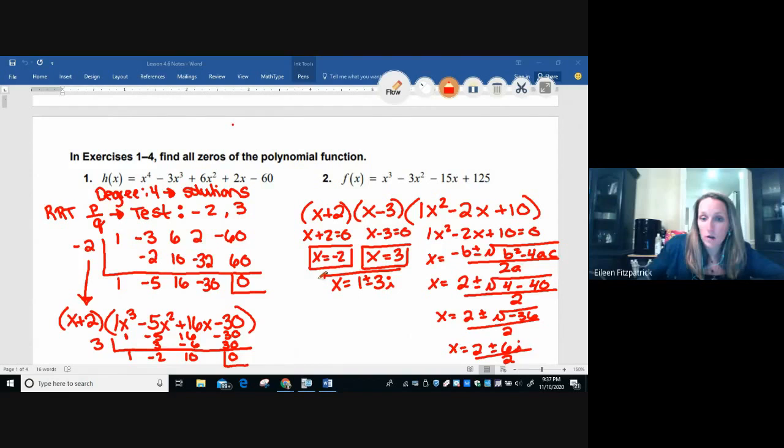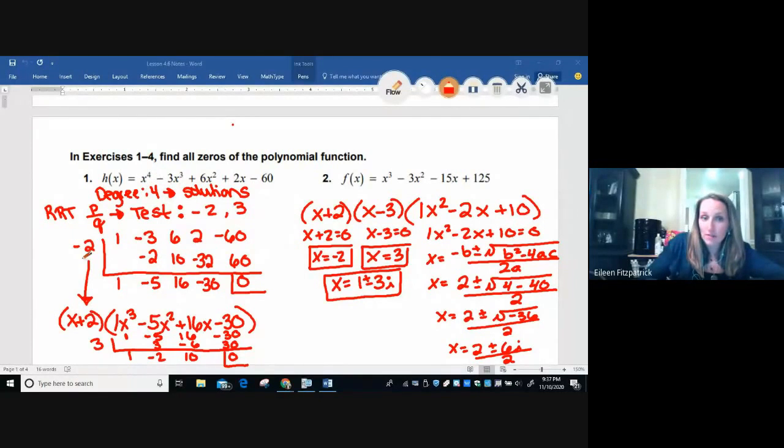Okay. So notice, here's one solution. Second solution, this is two different solutions, 1 plus 3i, 1 minus 3i. So that's a total of 4 solutions, which is what I said we should have since it's the 4th degree.